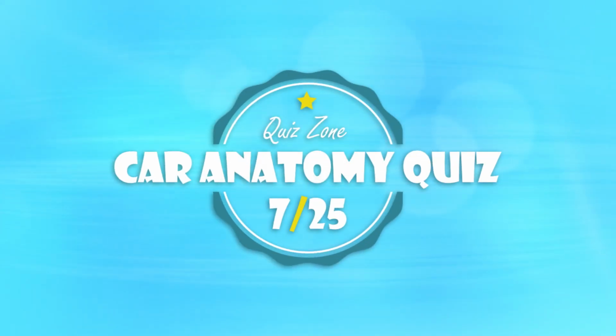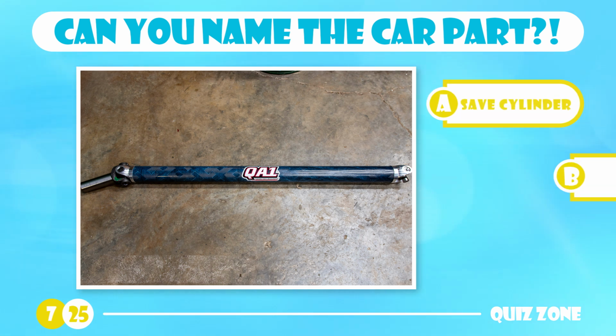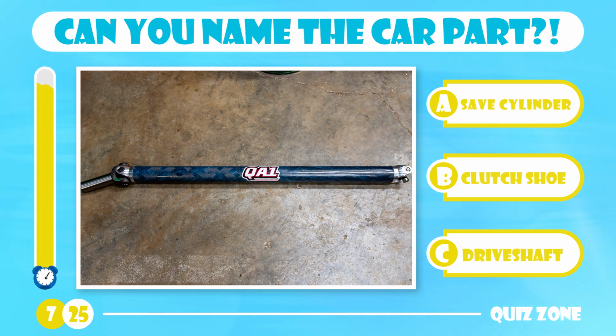And how about this car part in the photo? Can you name it correctly? Is it the slave cylinder, clutch shoe, or drive shaft? The drive shaft connects the transmission of your vehicle with a differential. It rotates, which in turn powers the wheels through the differential to move your car forward.